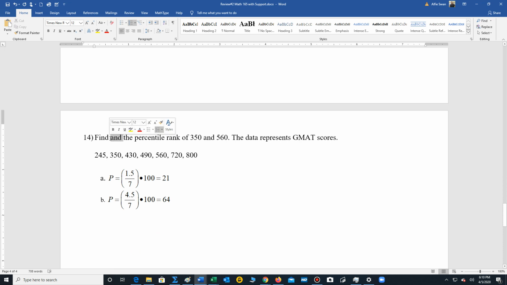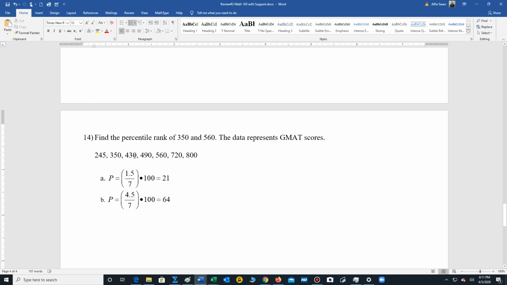Find the percentile rank of 350 and 560. The data represents GMAT scores. So we have a list of data values. We want to find the percentile for 350. Well, there's only one value that comes before 350. According to our formula, we add it to 0.5, divide by the number of data values. There's 7 times 100, and we round to 21. So it's the 21st percentile.